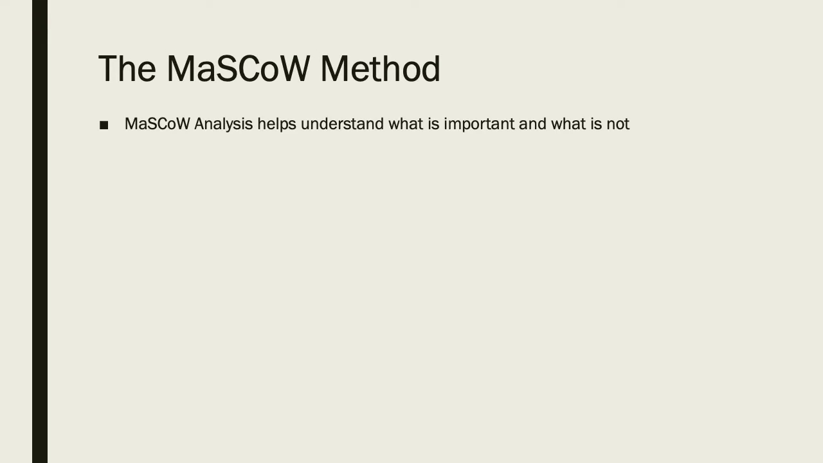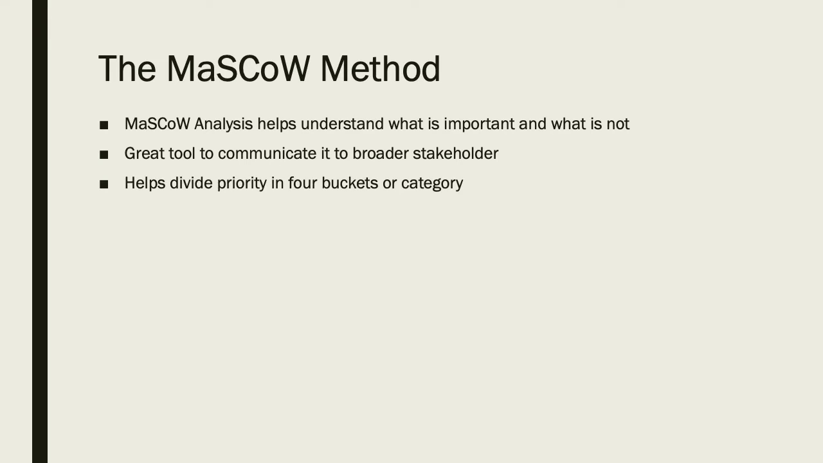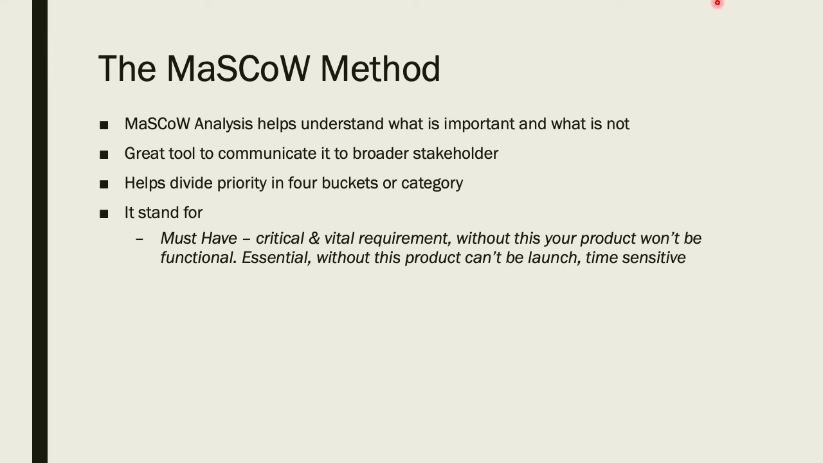So what does MoSCoW stand for? MoSCoW helps you analyze and understand what is important and what is not. As a method, it's a great tool for all the product managers out there to communicate your feature priorities to a broader set of stakeholders. And why? Because it's very intuitive. When you use this technique, you will understand that it's very easy for everyone to categorize the features into different buckets. It helps you categorize them into 4 categories of buckets.